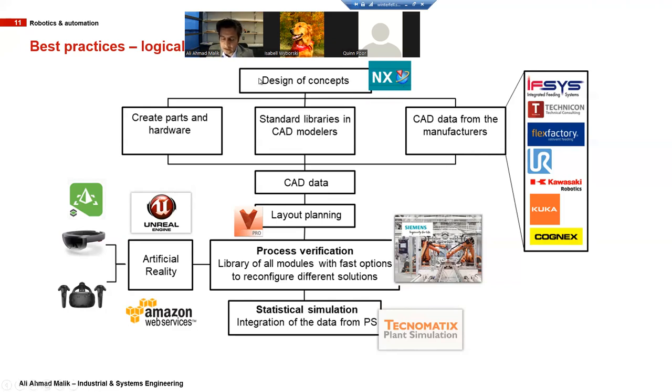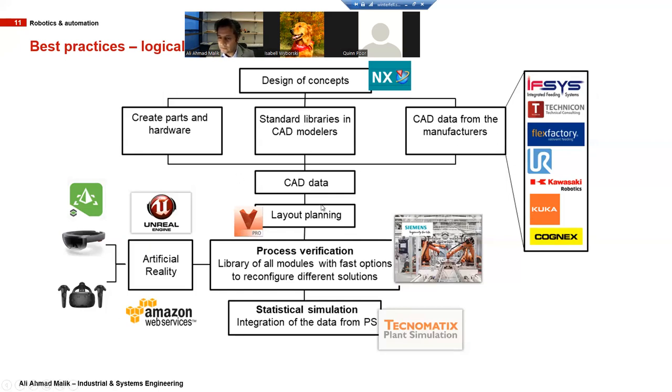And then you need CAD models of all those objects that you are planning to have in your simulation. For example, conveyors or robot or gripper or all these things. So you can either create those models or you can find those models online from the manufacturers of those equipment.